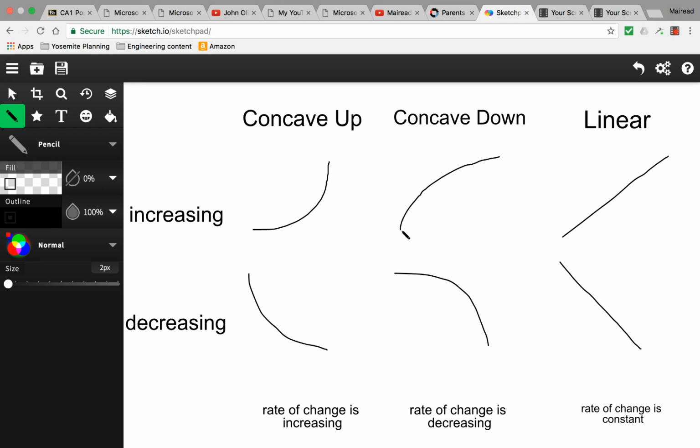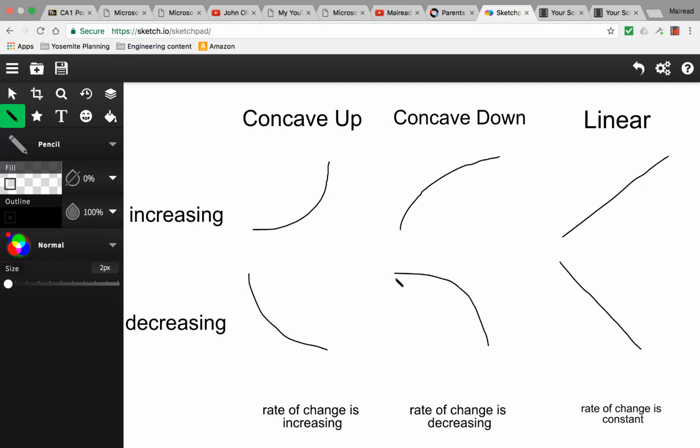Over here, concave down on the increasing side, our rate of change is decreasing. So my rate of change starts steeper and then it gets less steep as I go along. Here, my rate of change starts to be negative, but it's getting more negative. So remember here, steeper means that I'm a higher positive number in the increasing direction.